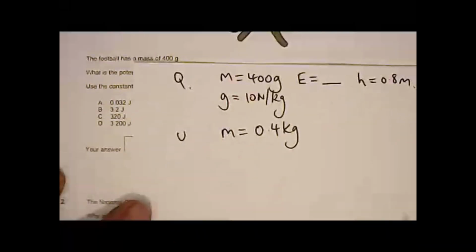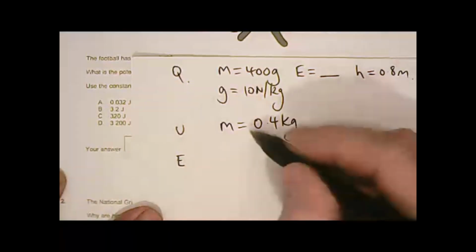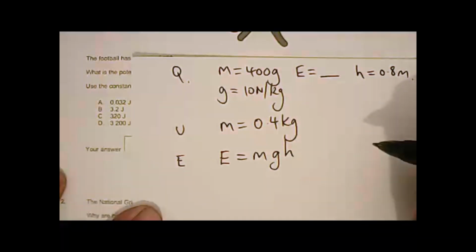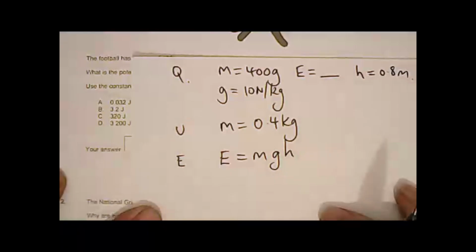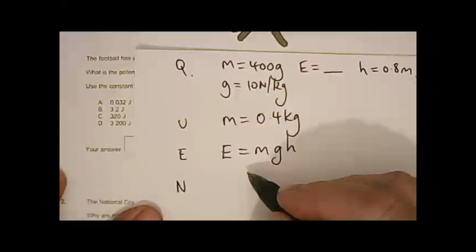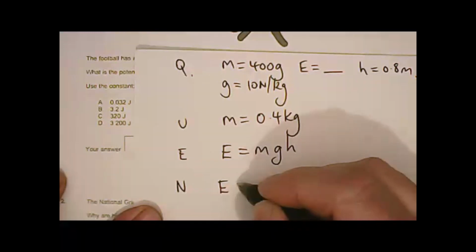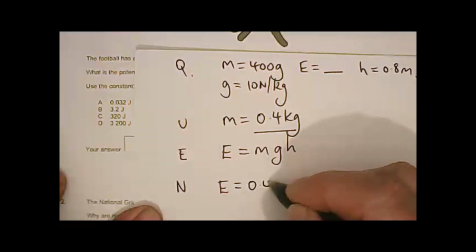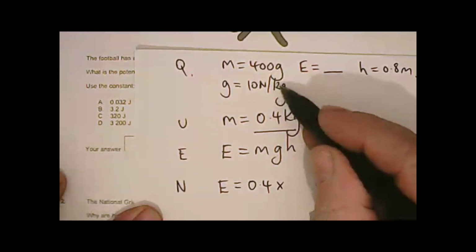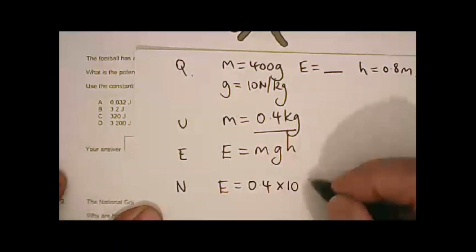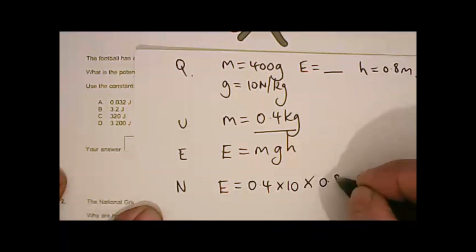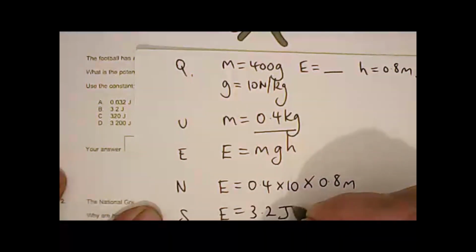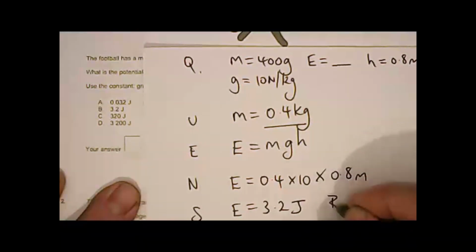Okay, let's think about my equation. I know that gravitational potential energy is mass times gravitational field strength times height. Hopefully that looks familiar. I can substitute the numbers that I know into that equation. I don't know what E is, so it stays as E, not a question mark. My mass is my converted mass, 0.4, multiplied by the 10 newtons per kilogram we were given in the question, multiplied by the height, 0.8 meters, and that gives me energy equals 3.2 joules. So that is answer B.